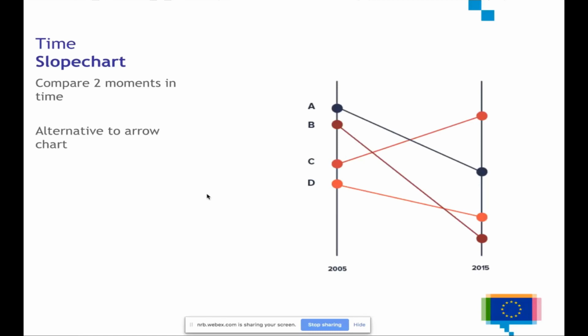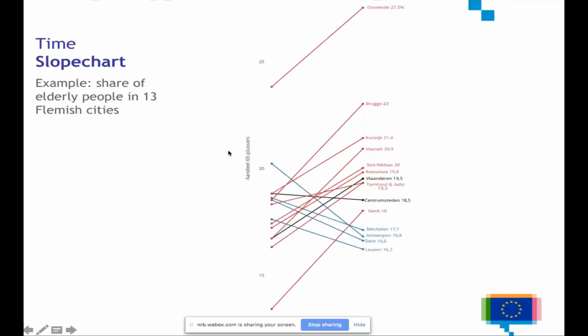And if you think back to the arrow chart we saw, it's the same kind of data that you visualize. But what the slope chart gives you is a ranking, both on the left and on the right. I'll show you a real-life example that I made some time ago. This is a chart showing the share of older people in the population of 13 Flemish cities. And you can see that the share of older people went up for most of the cities, but for 4 cities, the trend is downward.